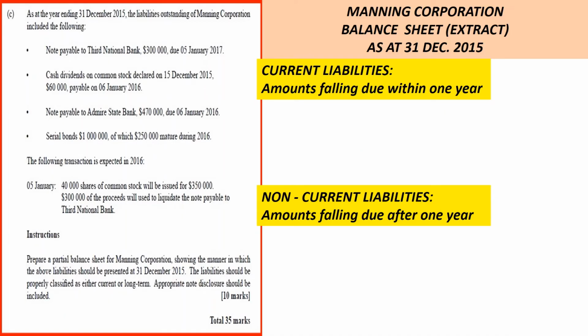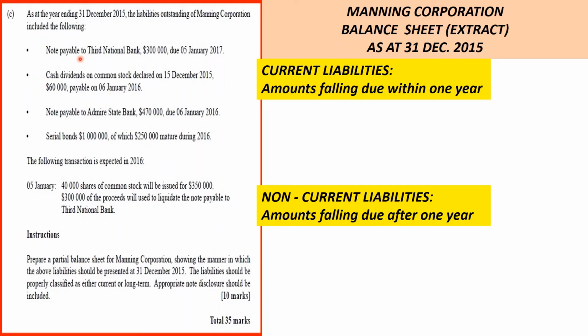And we are dealing with some current and long-term liabilities on December 2015. The liabilities outstanding at Marin Corporation included the following. And we are given four liabilities plus another situation with some common stock. Instructions: prepare a partial balance sheet for Marin Corporation showing the manner in which the above liabilities should be presented at 31st December 2015. The liabilities should be properly classified as either current or long-term. Appropriate note disclosure should be included.